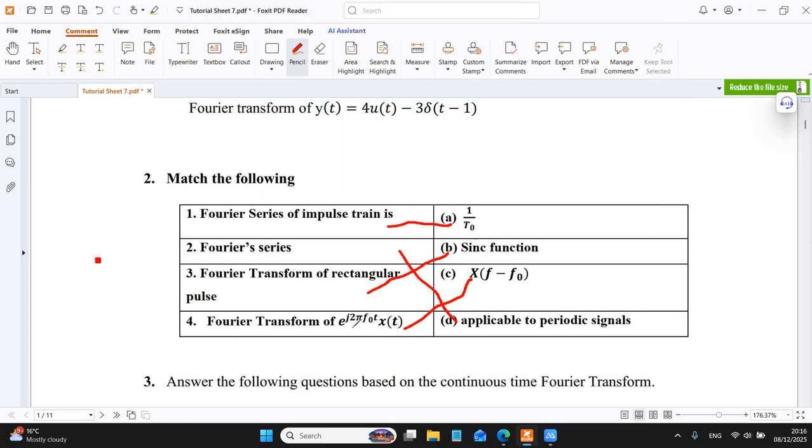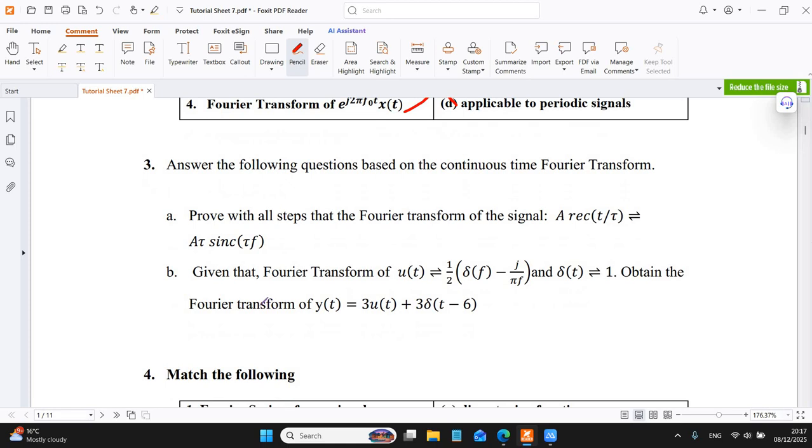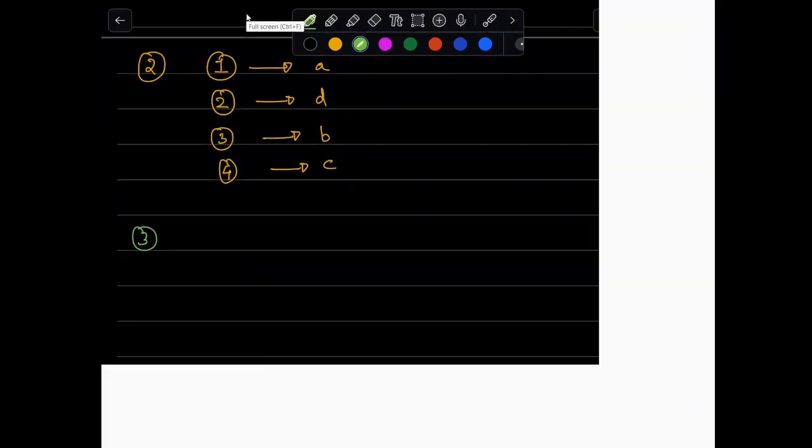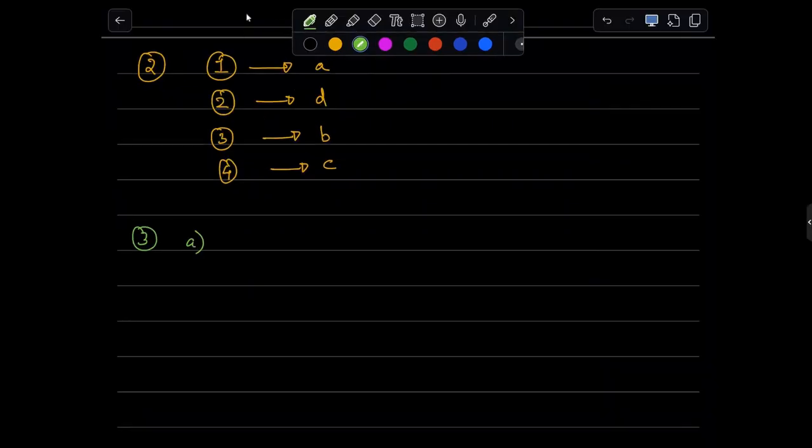The third question. Answer the following based on the continuous time Fourier transform. Again, everything is based on the continuous time Fourier transform. So first of all, we have to prove that the Fourier transform of the signal, a rectangular pulse, is a sinc function. That means a tau into sinc tau f. I will show you the proof. Actually, I have already derived it in the class. So the first part is to prove that the rectangular pulse a rect of t over tau has the Fourier transform a tau into sinc tau f.